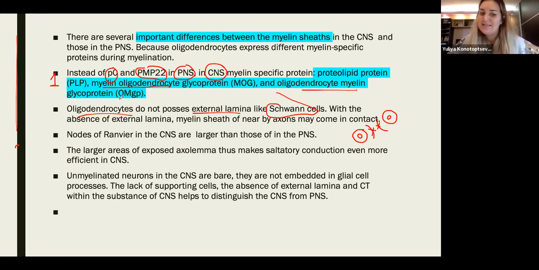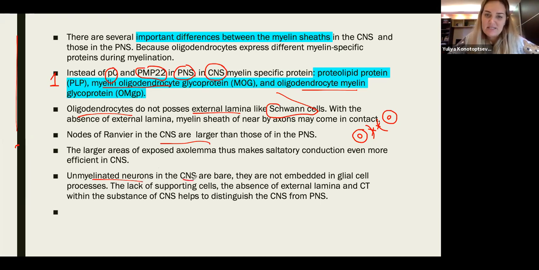So axons in the CNS are always sticking to one another because they do not possess the external lamina. The two myelin sheaths of two different axons are attracted to one another. They stick to one another. Okay, so it's going to be very, very sticky. Nodes of Ranvier in CNS are much larger, so that's why the saltatory conduction is much faster, much bigger, etc.